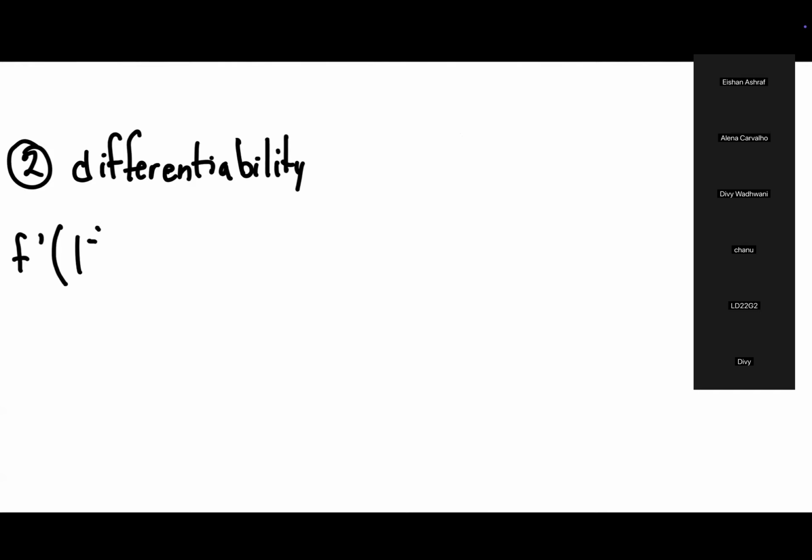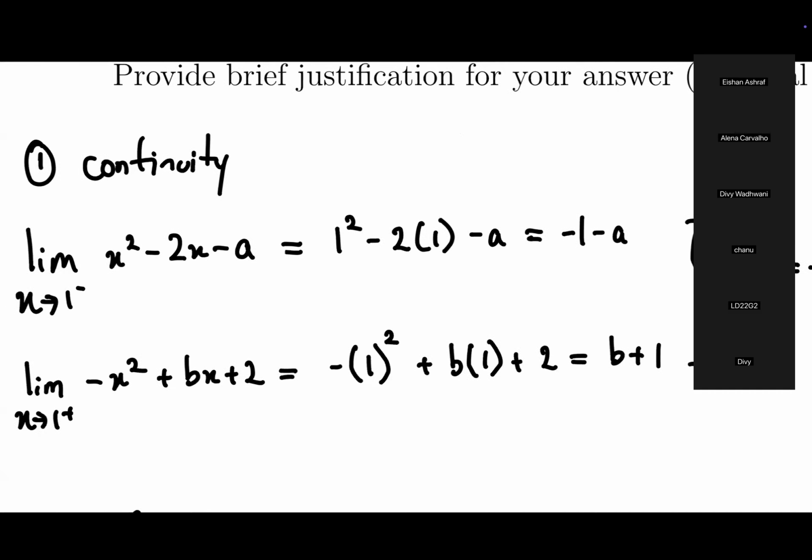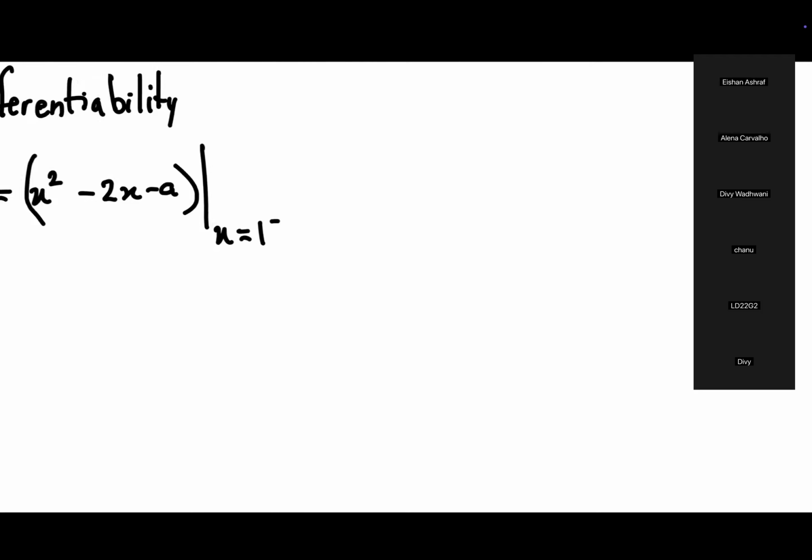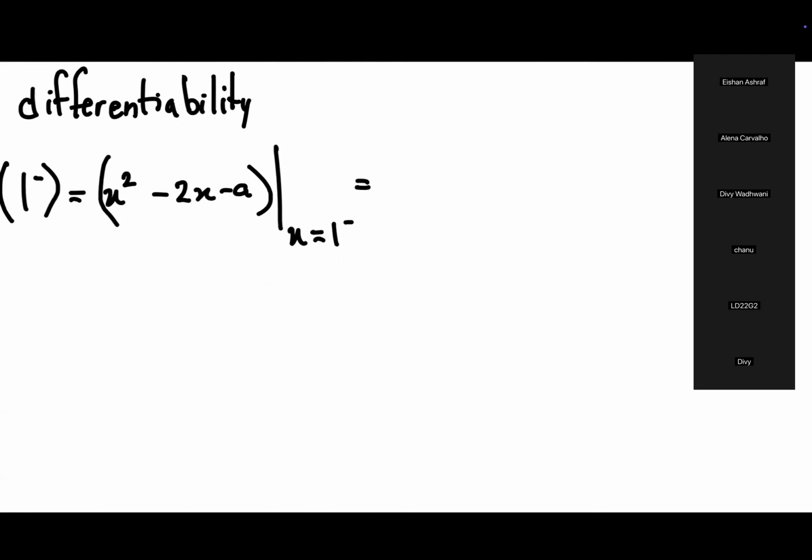So first, let's just solve for what they are. The derivative coming from the left: the equation is x squared minus 2x minus a, evaluated at x equals 1 negative. The derivative is 2x minus 2. Evaluating at x is 1 negative, we can just do direct substitution, and it'll give us 2 times 1 minus 2, which is 0.